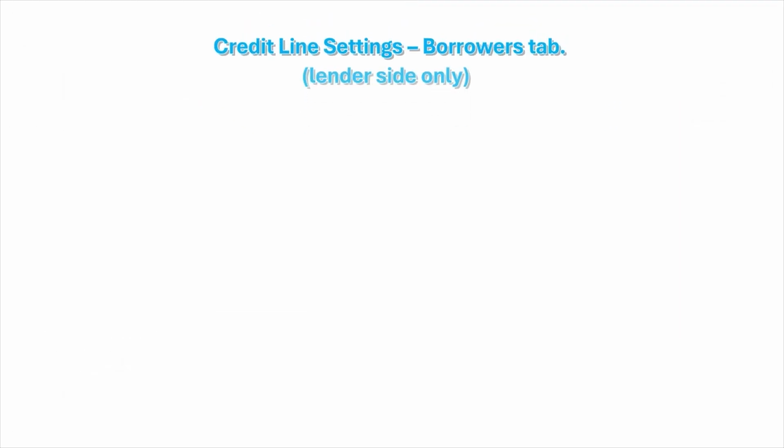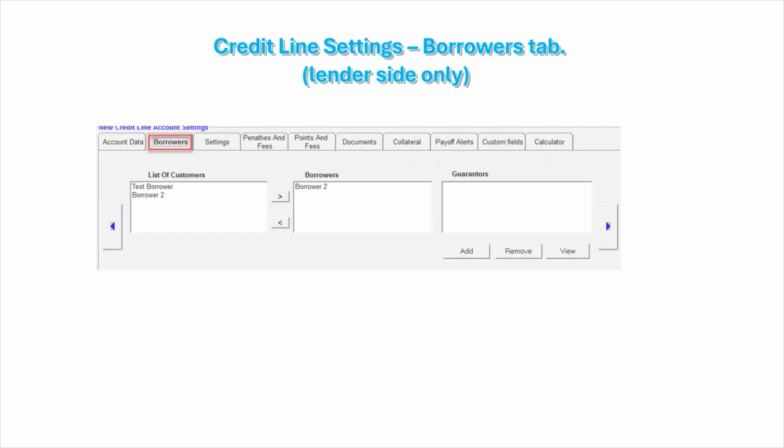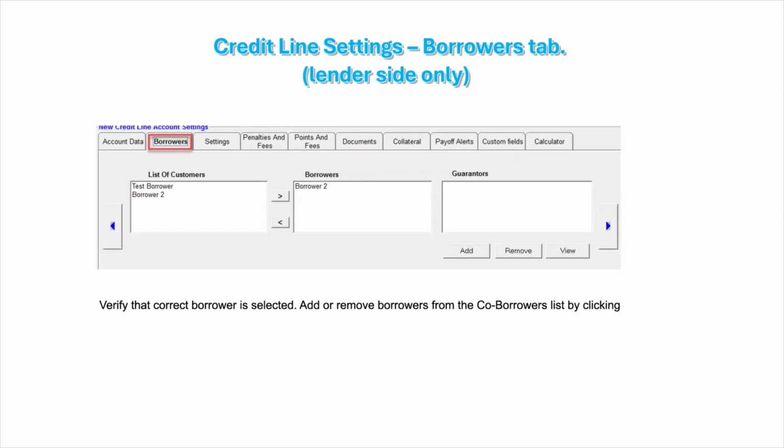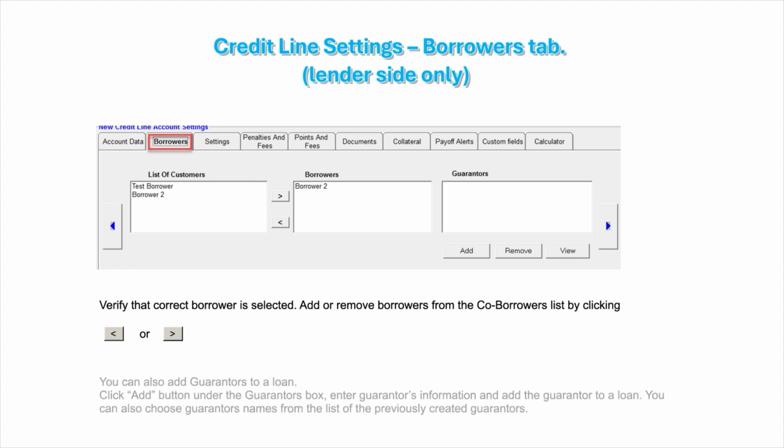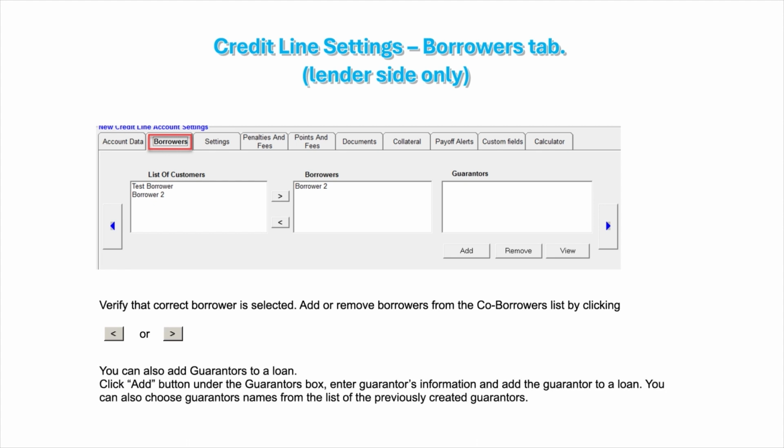Credit line settings. Borrowers tab. Lender side only. Verify that the correct borrower is selected. Add or remove borrowers from the co-borrowers list by clicking the left arrow or right arrow. You can also add guarantors to a loan. Click the Add button under the Guarantors box. Enter the guarantor's information and add the guarantor to a loan. You can also choose guarantors' names from the list of previously created guarantors.